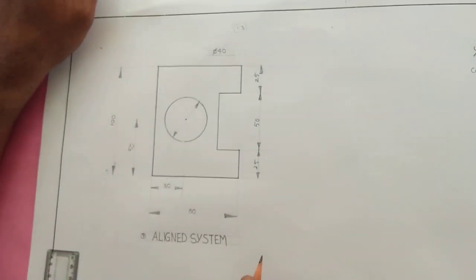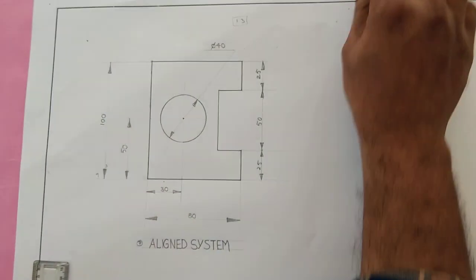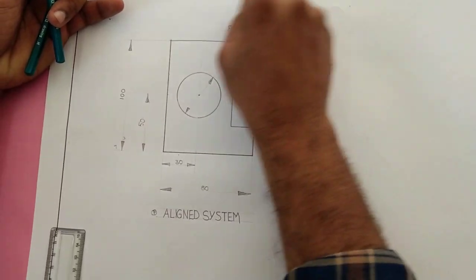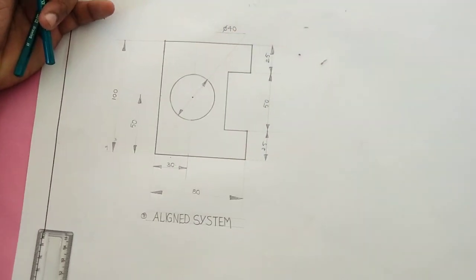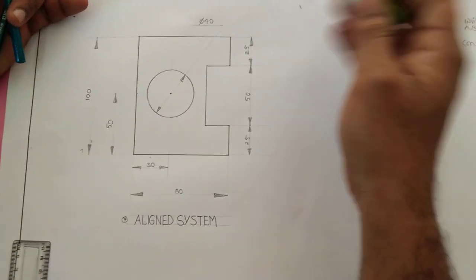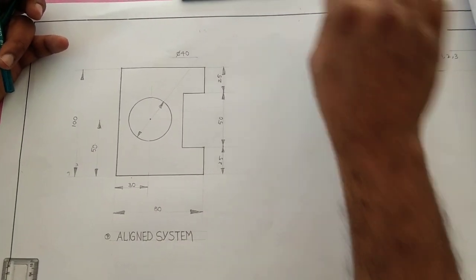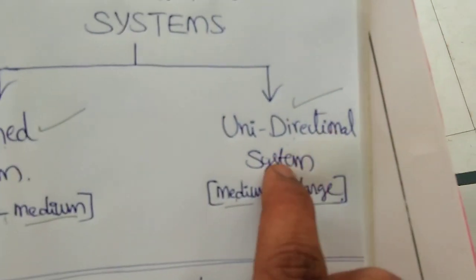So in this way we can give the dimensioning according to the aligned dimensioning system. So in the next video we can draw one more diagram. Then I will show the dimensioning according to the unidirectional system.